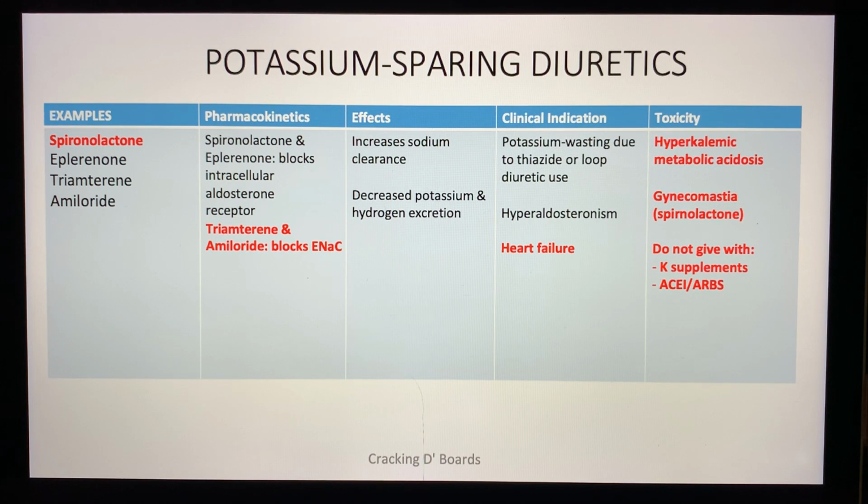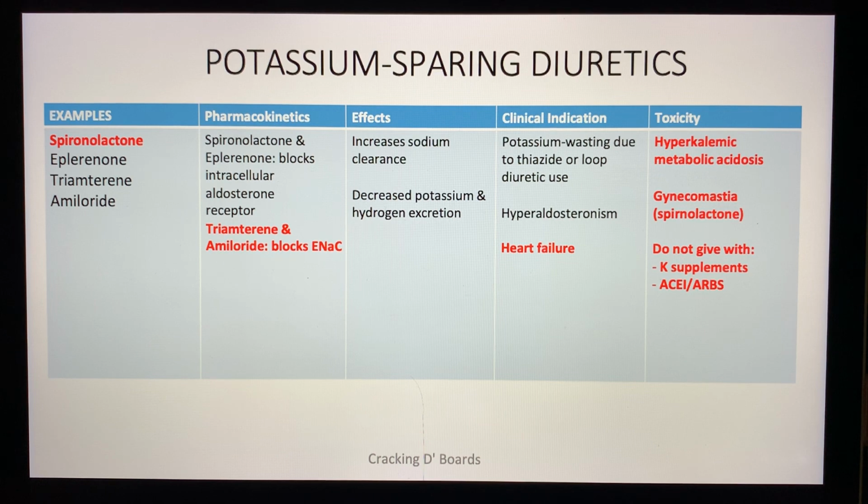Clinical indication for potassium-sparing diuretics. Number 1 would be heart failure. I would like to put this on top. Then we have hyperaldosteronism. Toxicity causes hyperkalemic metabolic acidosis. My prediction, sorry for the typo there, is they're going to ask you spironolactone causing gynecomastia.